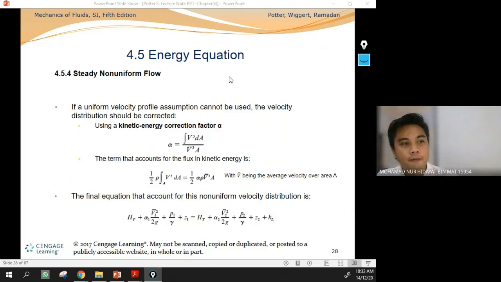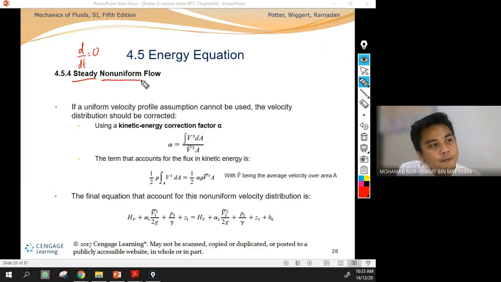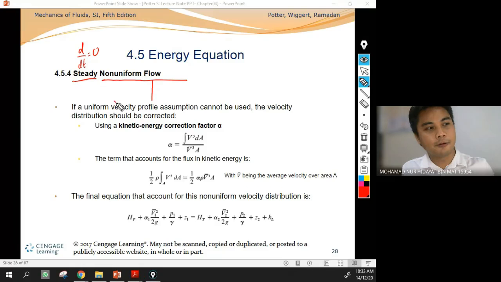So if the flow, for example, this is the third case, steady non-uniform flow. What do you think of steady non-uniform flow? Steady means the change with time is equal to 0. Non-uniform means we consider the shear stress; there is work from the shear. So non-uniform means this is the pipe flow, and it becomes like this.